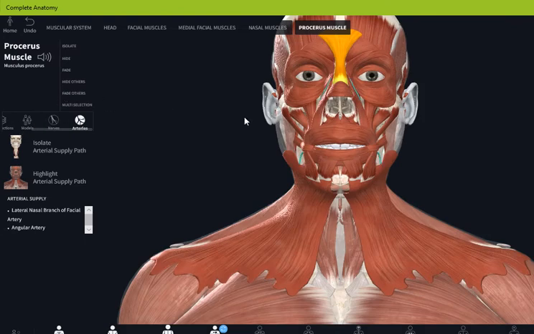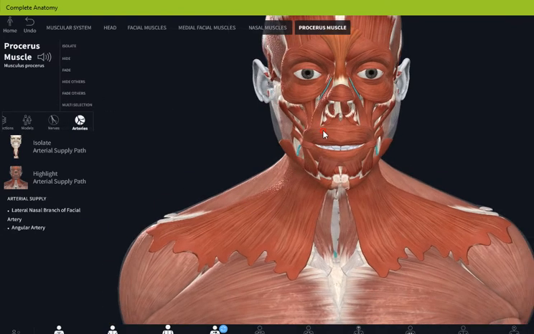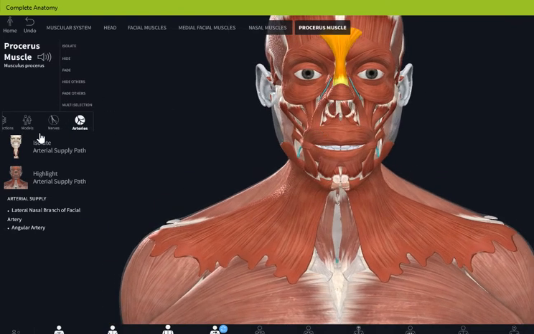Now let's go to another muscle. So lastly, the action of the procerus is to depress the eyebrow in a frowning direction. So it's as if you are frowning.